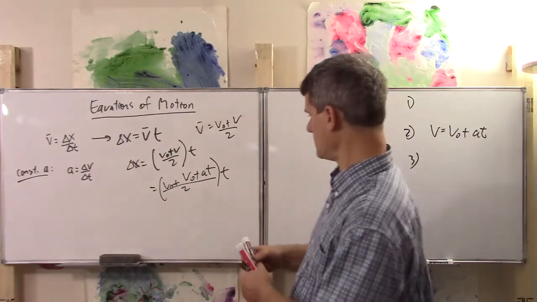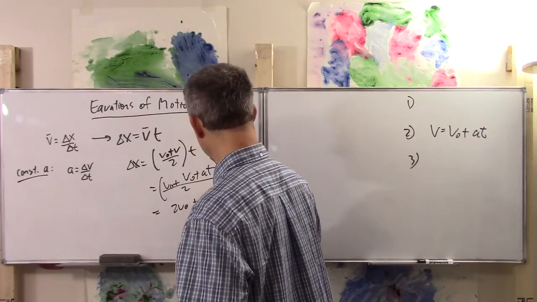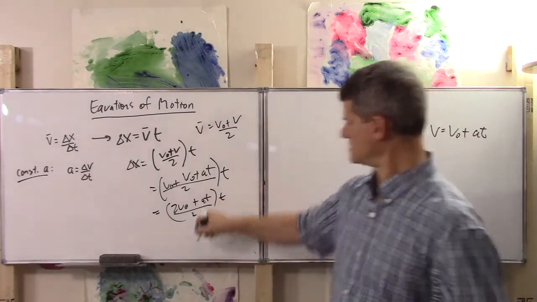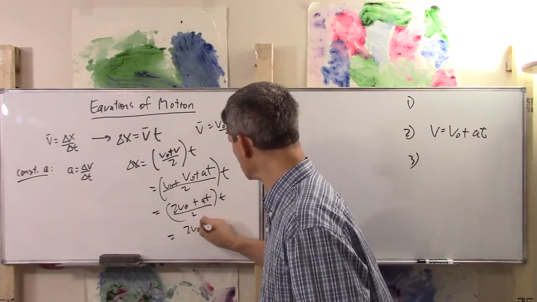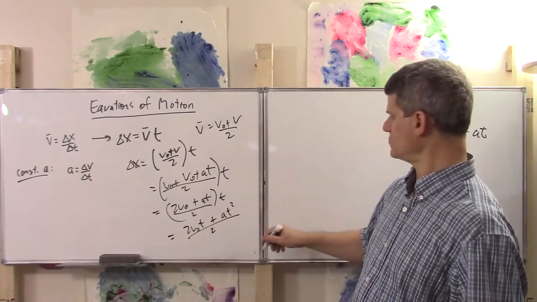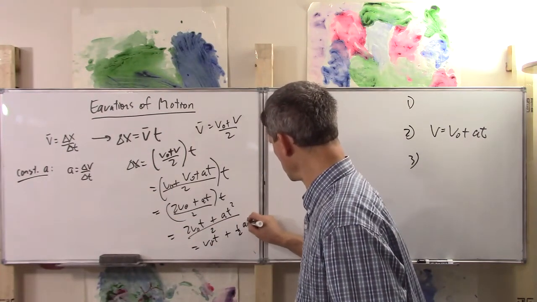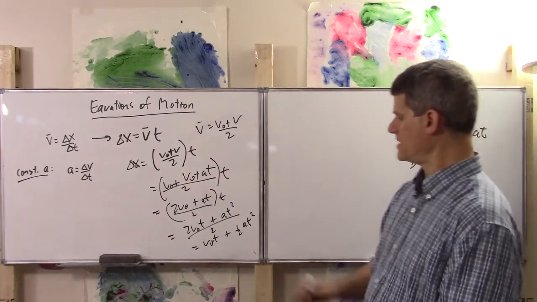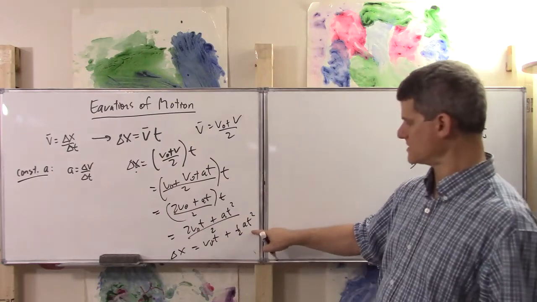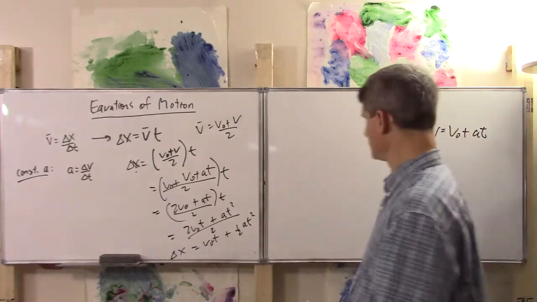So let's just do some algebra here. So we have v0 plus v0 is 2v0 plus at over 2 times time. We can distribute the t through there. 2v0t plus at squared all over 2. We can divide each thing by 2, and we get v0t plus at squared over 2, or 1/2 at squared. So this is actually, let me bring the delta x down here so we can see it. This is actually the answer. So this is our expression for delta x as a function of time.